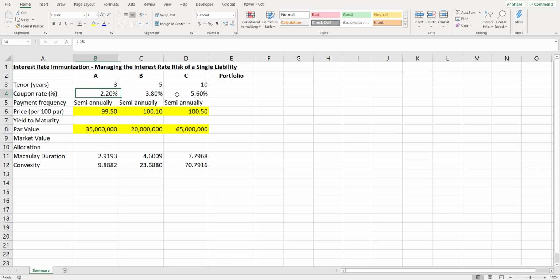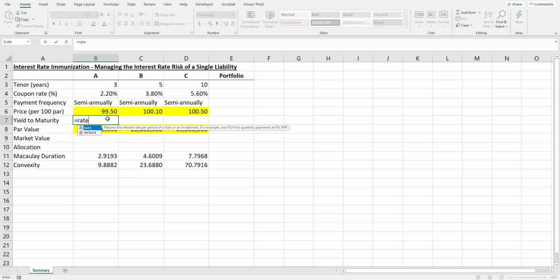And the coupon rate is as follows. Then we have the payment frequency. I'll assume it's semi-annually, and then these are the price per 100 par. So just for practice, if I want to get the yield to maturity, Excel has a very easy function for that.